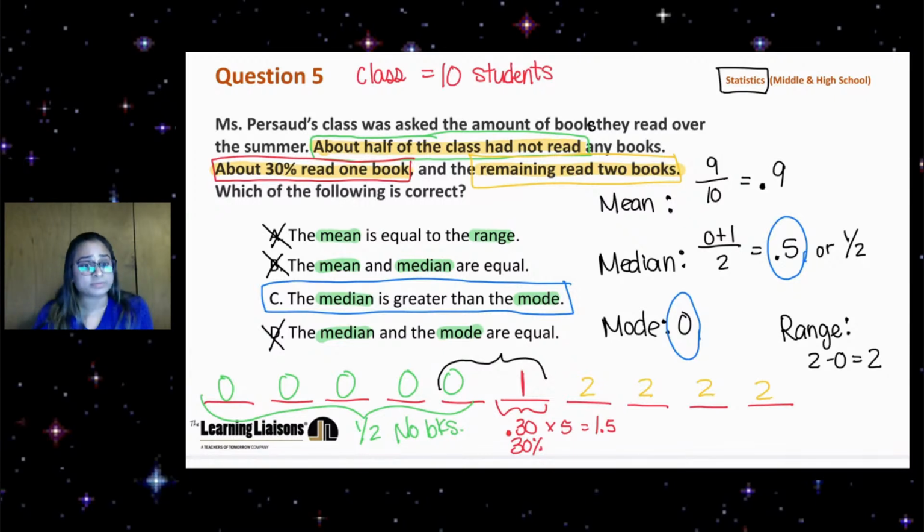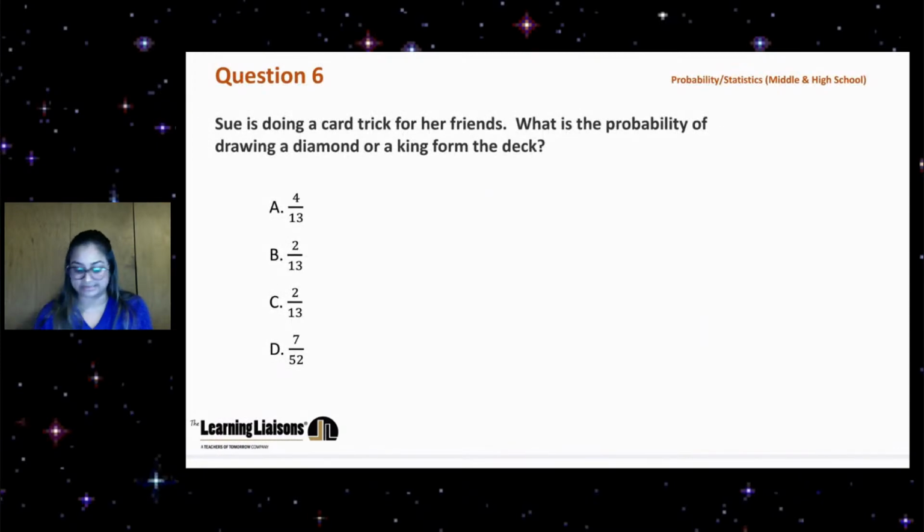See? Word problems aren't that bad. They didn't do anything to you, so let's not discriminate against them. Here's question number 6. It's probability statistics, right? So this is a middle school, high school problem all over again. Yeah, I like the higher level maths.